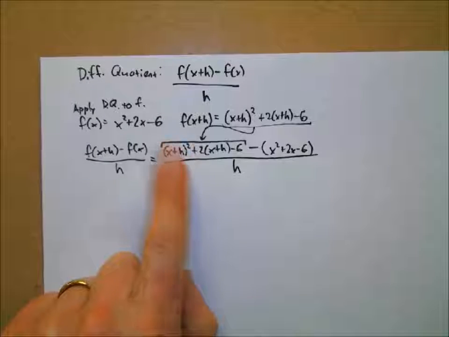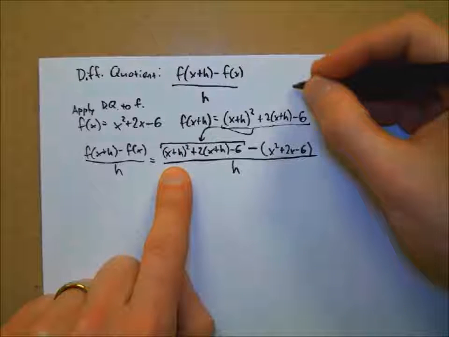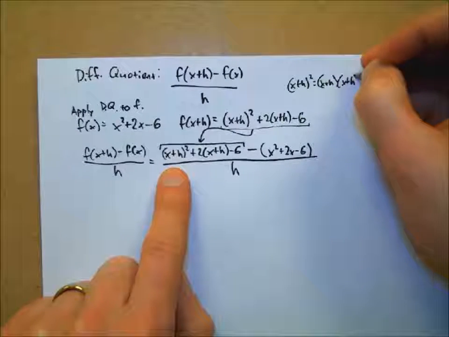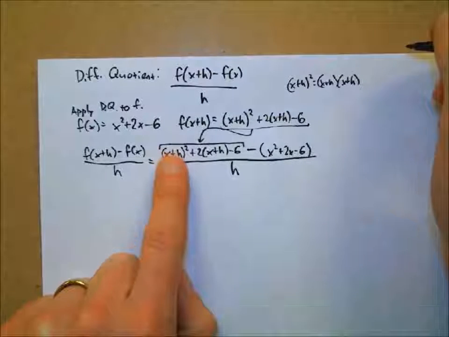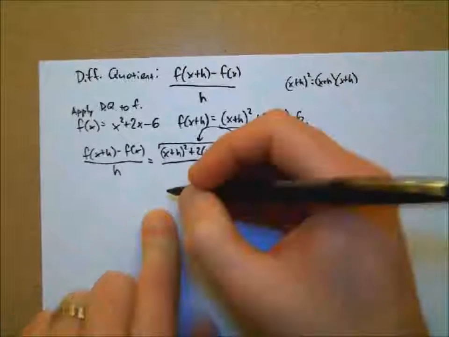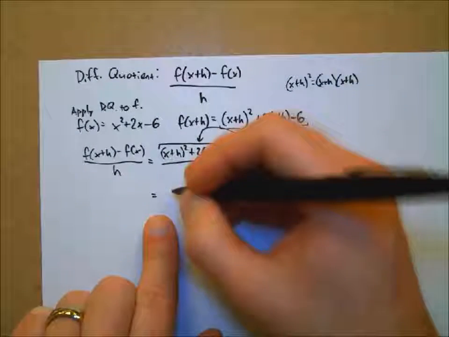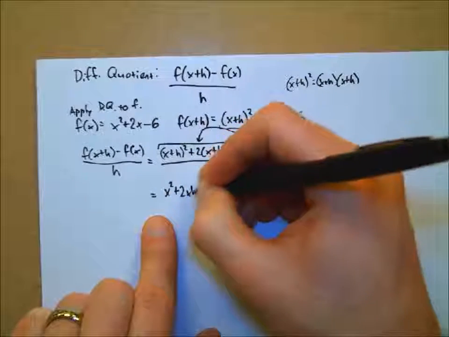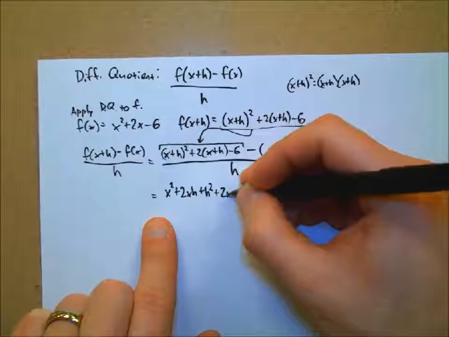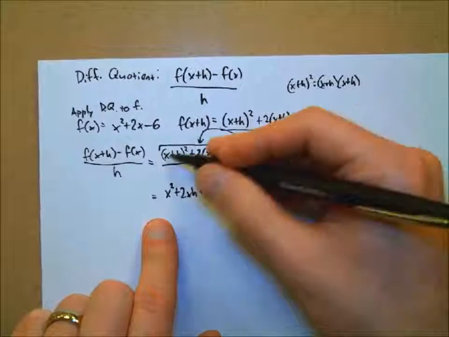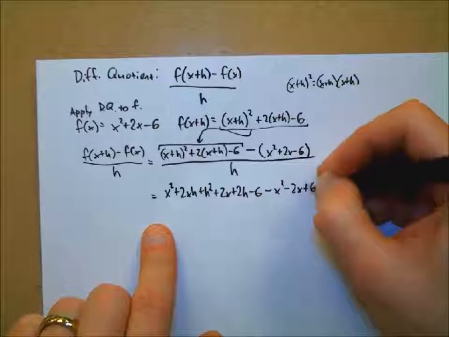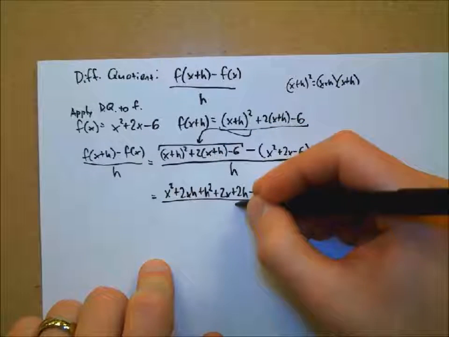Okay. x plus h quantity squared. Remember that x plus h squared is equal to x plus h times x plus h. Okay. So when we square this thing, it's not x squared plus h squared. It's x plus h times x plus h, which means we have to FOIL that out, right? So it's x squared plus 2xh plus h squared. Okay, and then the 2 distributes here, so plus 2x plus 2h minus 6. Okay, and then we'll distribute the minus sign. Minus x squared minus 2x plus 6. All over h.